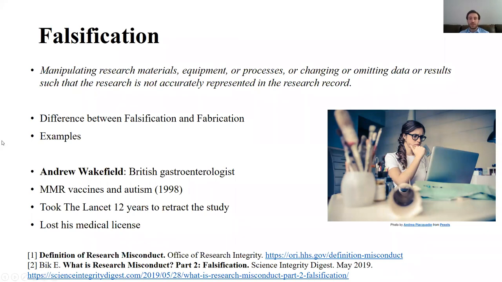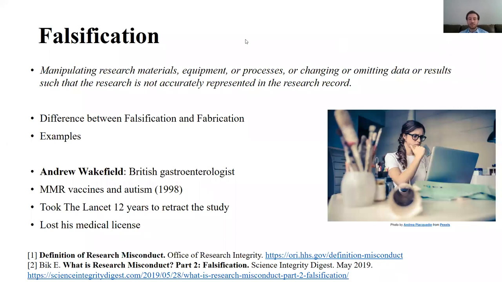It's different from fabrication in that there was actually a study. So the study happened, but you're manipulating your data in order for it to be a better study. While with fabrication, the whole study didn't exist. So with fabrication, the study doesn't exist, while with falsification, the study existed, but you're changing your results.